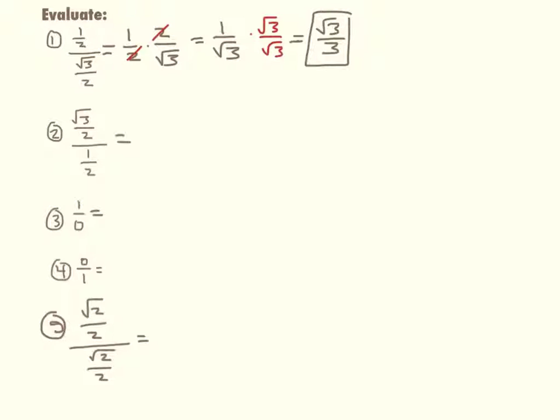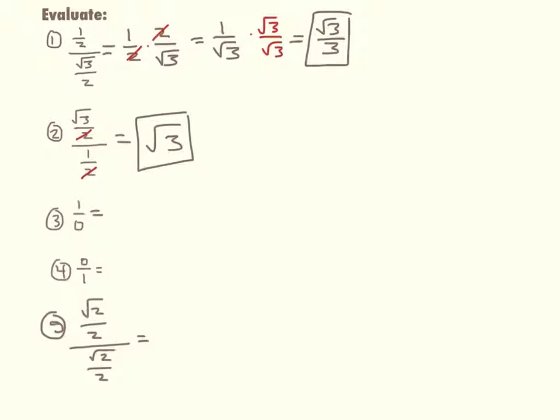Okay, square root of 3 over 2 divided by 1/2. Just like in the last one, if I were to flip this half, this 2 and this 2 are going to cancel each other, right? So the denominators can cancel the other denominator. So that's just square root of 3 over 1, which is square root of 3.